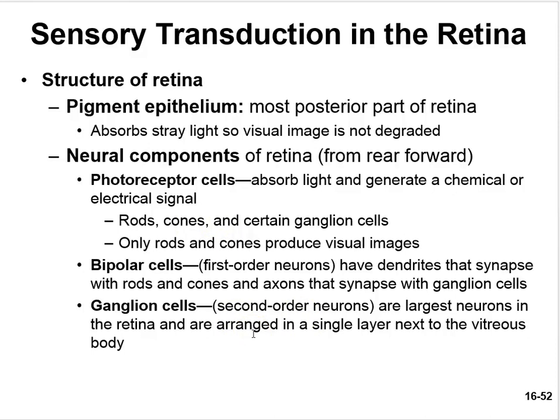Then a little bit further forward, or more anterior, are the bipolar cells. These are first order neurons. They have dendrites that synapse with rods and cones and axons that synapse with ganglion cells. Then further forward, we have the ganglion cells, which are the second order neurons, and they're the largest in the retina and are the ones that are going to send the information to the optic nerve. So you send the light to the back of the eye, and then that message actually transforms further forward into the eye and then back again through the optic nerve.